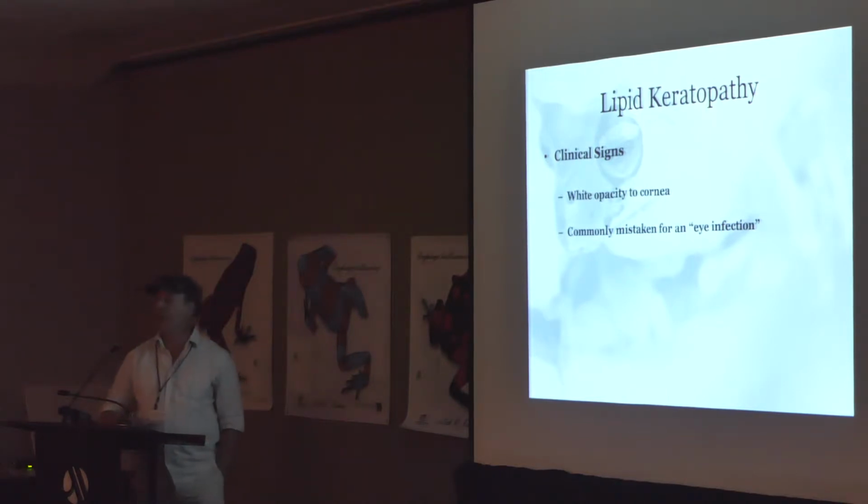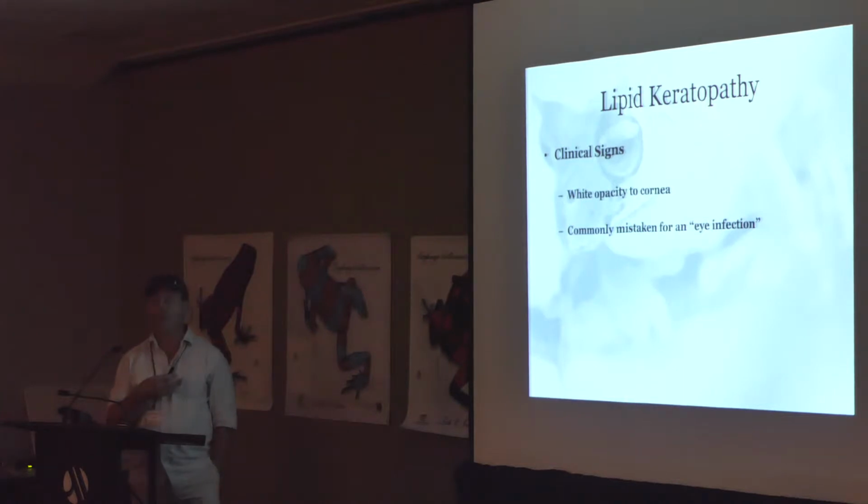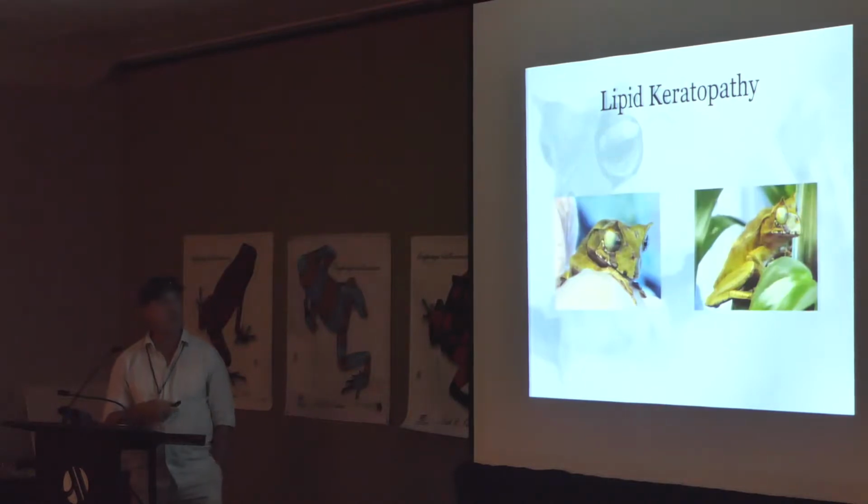How many of you have heard of lipid keratopathy? Okay, so where it's most common is probably the big tree frogs, the big cricket eaters. Specifically, I've seen it mostly in White's tree frogs. We also saw it, not a lot, but a little bit, in the Gastrotheca. And this is an example of it. So if you were to see this in your frog, the first thing anybody's going to think about is, oh, it looks like an eye infection, I need to treat it, I need to put medication on it.